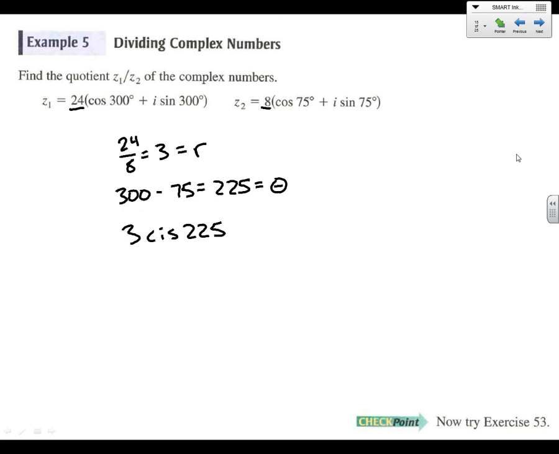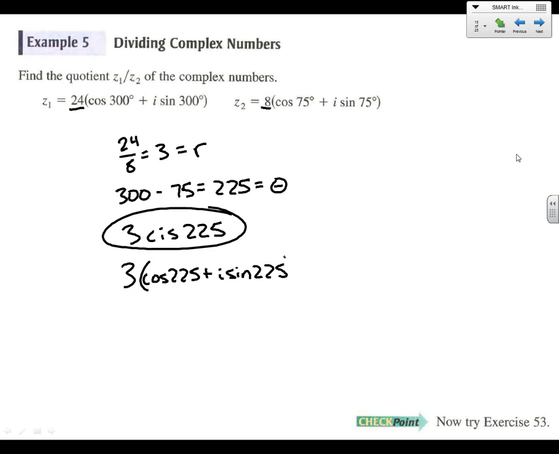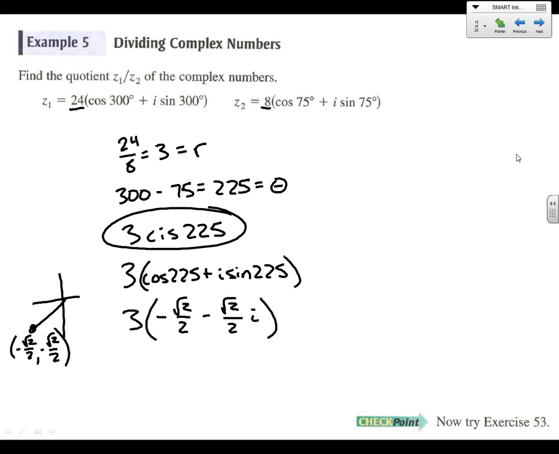All right, that's in trig form. If we were asked to turn this into complex form, 3 cosine of 225 plus i sine 225. I'm going to look at my unit circle. 225 is on there. 225 is down here with a negative root 2 over 2 and a negative root 2 over 2. So I've got 3 times negative root 2 over 2 minus root 2 over 2 i. And so my final answer here is going to be negative 3 root 2 over 2 minus 3 root 2 over 2 i for my complex number.